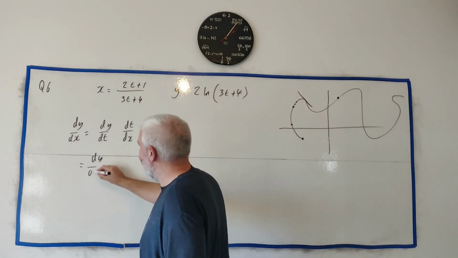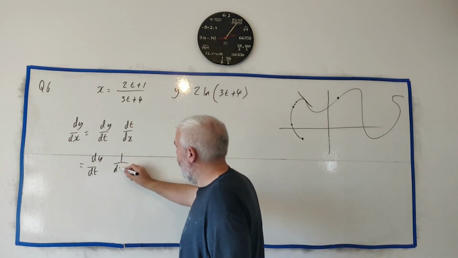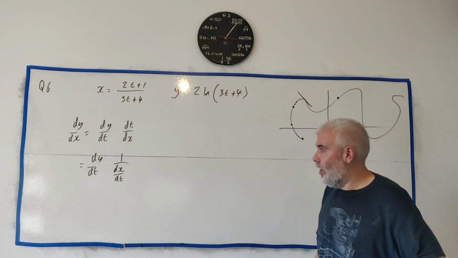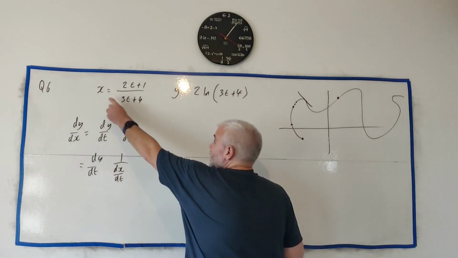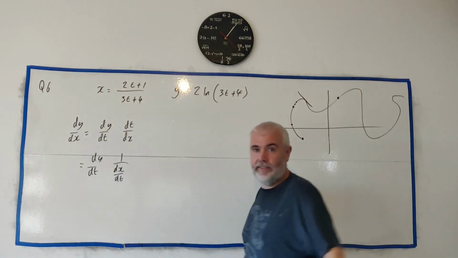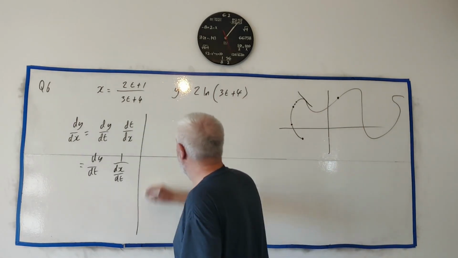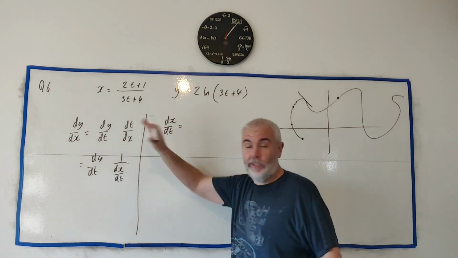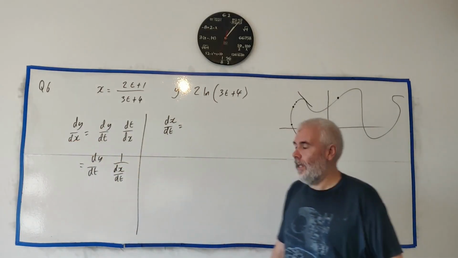Again, hopefully you remember this. dy/dt is just the same as 1 divided by dx/dt. It works quite nicely, just like normal fractions, thankfully. This you can do: dx/dt, differentiate this with respect to t. And that's what we're going to do in this question. We're going to separate this into two parts. We're going to do dx/dt first, then we'll do dy/dt, and then we'll put it all back together and find dy/dx.